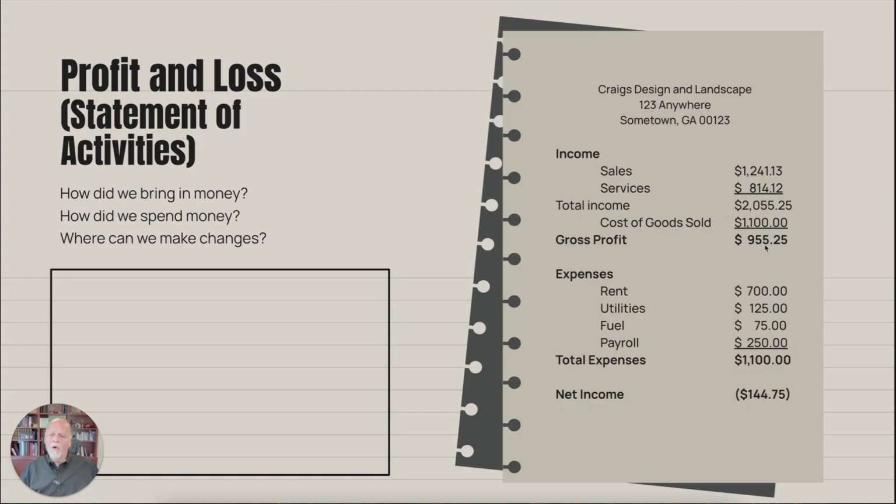Well, he only brought in $955.25, leaving him a net loss for the month of $144.75. So now Craig has some decisions he needs to make. How am I going to cut my costs, or do I need to raise my prices? That's where this item right here comes into play, and I want to talk about cost of goods sold quickly. Here's a logical question.